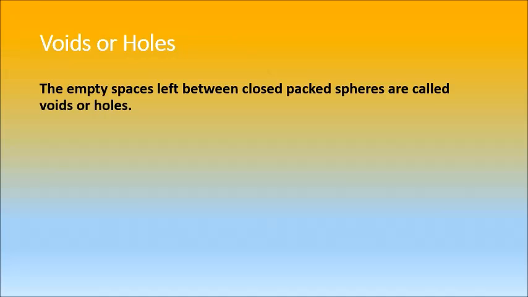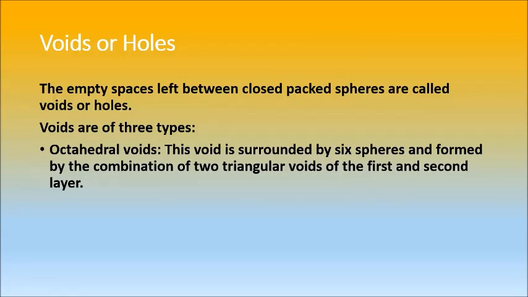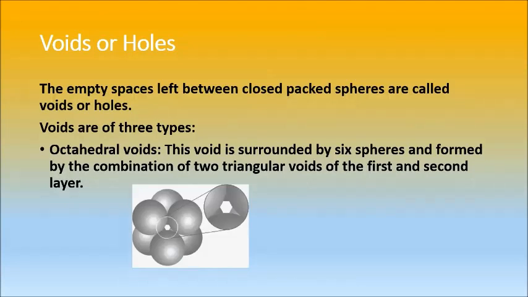Now let's talk about the voids or holes. The empty spaces between the close packed spheres are said to be voids or holes, and they are of three types. The first one is octahedral void, tetrahedral void, and trigonal void. The first one we'll talk about is the octahedral void. This void is surrounded by six spheres and formed by the combination of two triangular voids of the first and the second layer. This is how you can understand how the octahedral void will be.